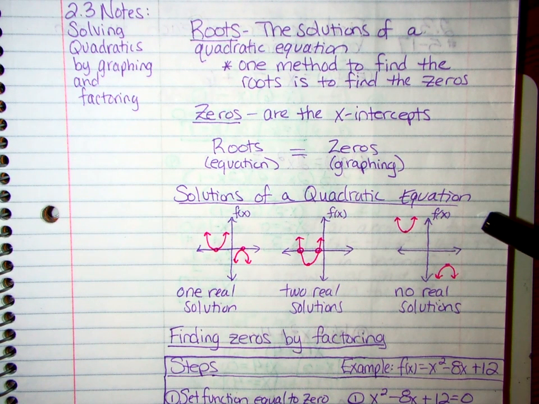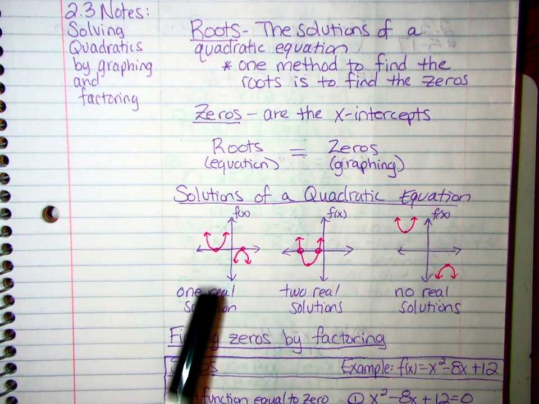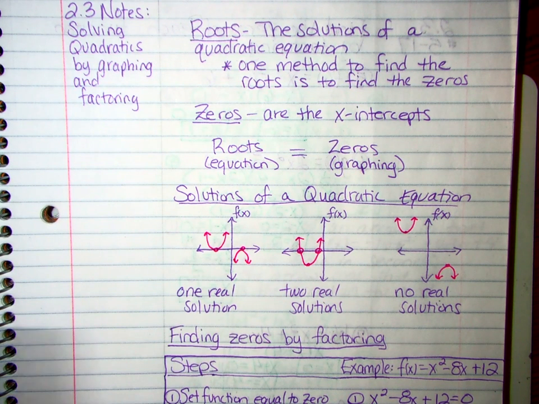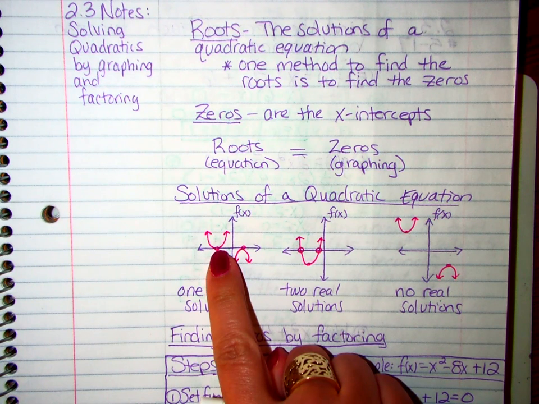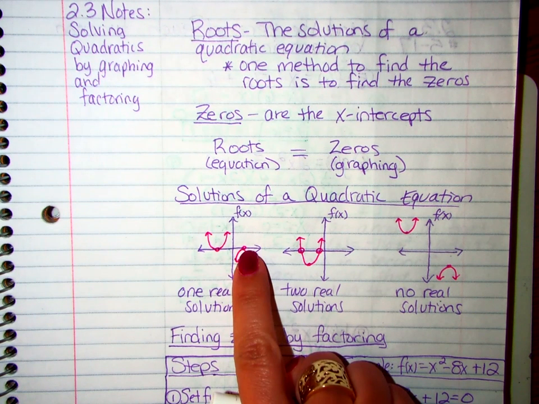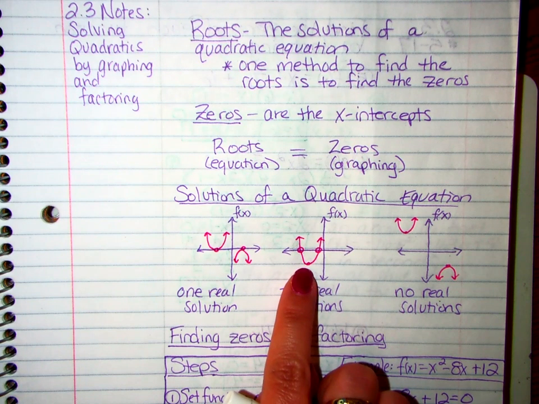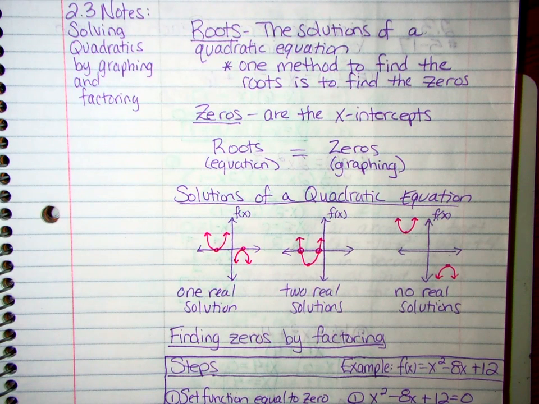So solutions of a quadratic equation: I'm looking for x-intercepts. If your parabola hits the x-axis, you will have one real solution. So that's a solution for that parabola. This is a solution for that parabola. Okay? When you have a parabola that looks like this and it crosses twice, there are two real solutions. And if your parabola does not cross at all, then there are no real solutions.